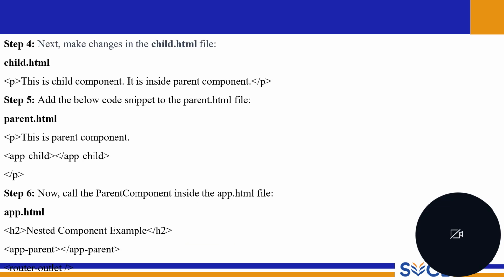Step 4, make changes in the child.html file. In step 5, add the below code to the parent.html. In step 6, we now call the parent component inside the app.html file.